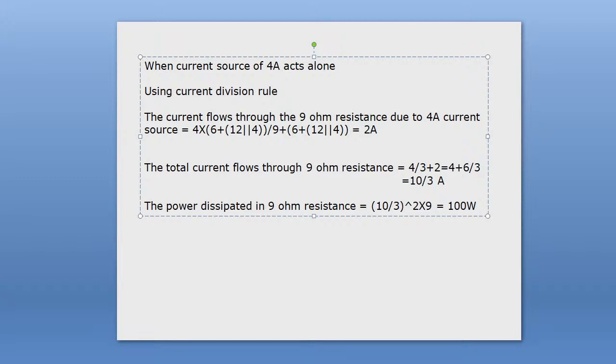100 watt power will dissipate through the 9 ohm resistance when two sources are present in your circuit, a 32 volt voltage source and a 4 ampere current source. So by using the superposition theorem we can calculate the value of dissipated power in the 9 ohm resistance. There are alternative approaches available. You can use those approaches to solve this problem, but here we have used the concept of the superposition theorem.